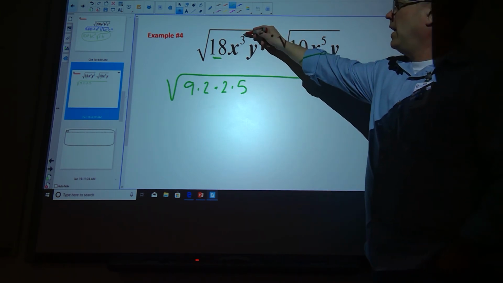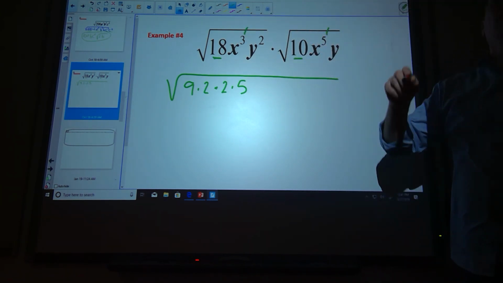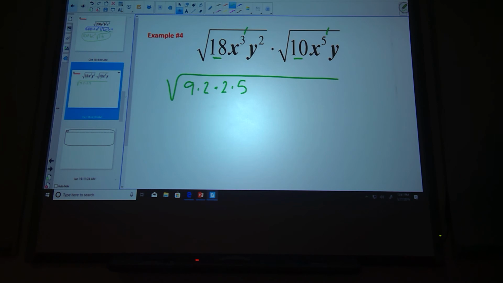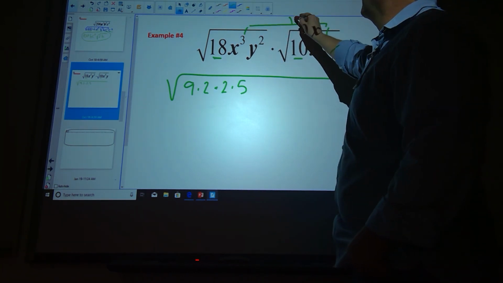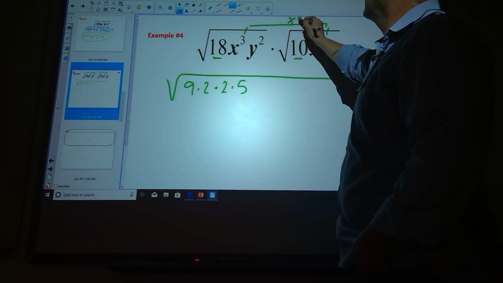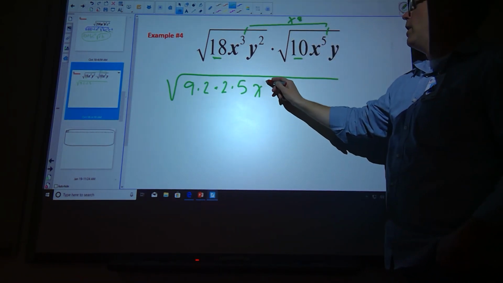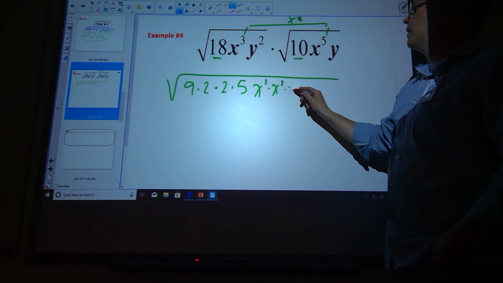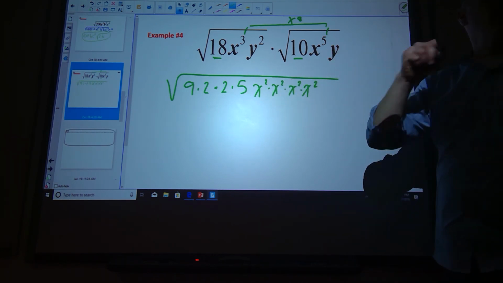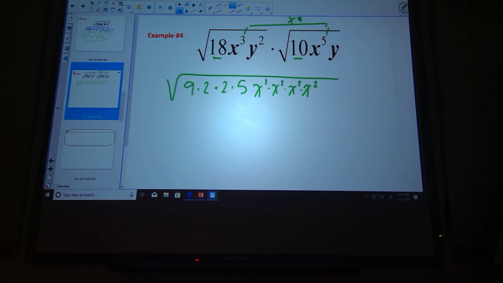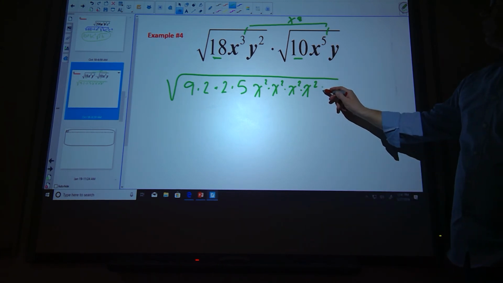Let's see. X to the third, X to the fifth. Oh my gosh. Okay. That means I have X to the 8th underneath. If I put these together, that gives me X raised to the 8th power. That's supposed to be an 8. Which is X squared, X squared, X squared, and X squared. Because 2, 4, 6, 8, right? Good? Okay. And then Y squared is a perfect square.